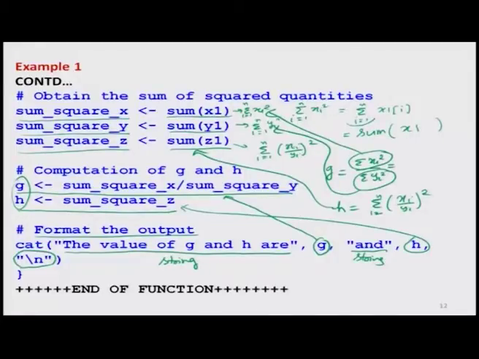Now you see we have learned that in order to obtain this type of outcome, we can use the command cat. Then I give all those strings and variables separated by commas, and \n inside the double quotes changes to the next line. Now we want to tell our computer that I have done, please stop and give us the outcome. For that I write another curly bracket, which is the end of the function.